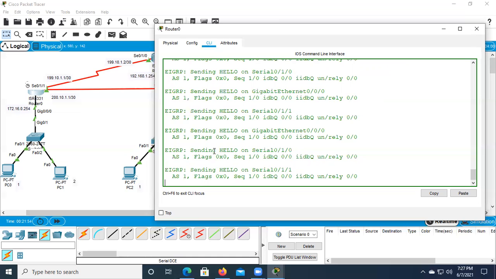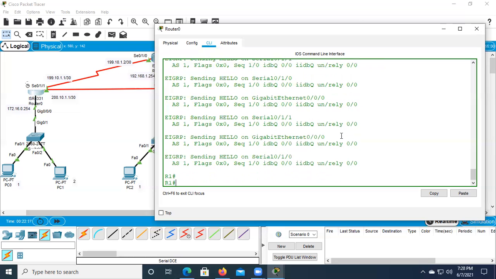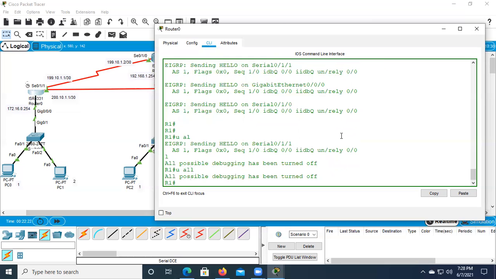Within the same autonomous system number one, it is going to advertise on the 10.1.1.1 interface and 210.1.1.1. That is my serial 0/1/0, serial 0/1/1, and the gigabit. And if you advertise the loopbacks also, it will continuously send hello messages. On router 2 and router 3 we didn't advertise. To stop them, you type undebug all, or u all. I don't want to see the debugging of EIGRP packets, so it is turned off. The command is u all.